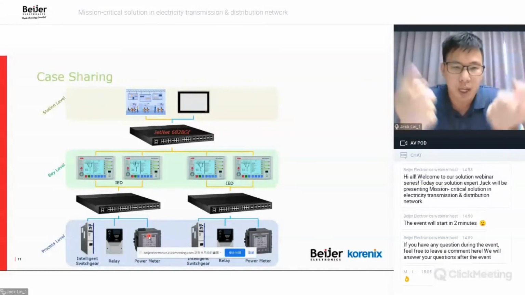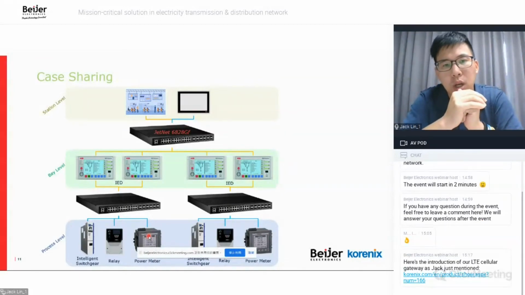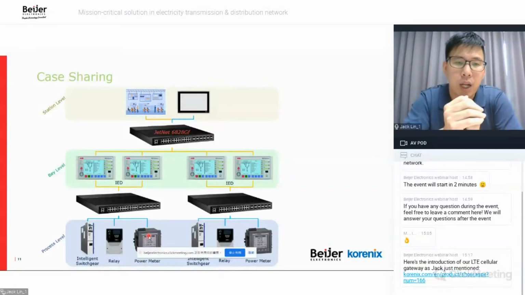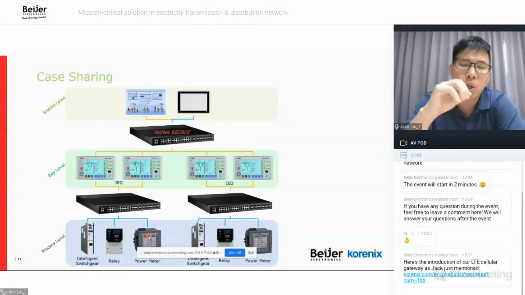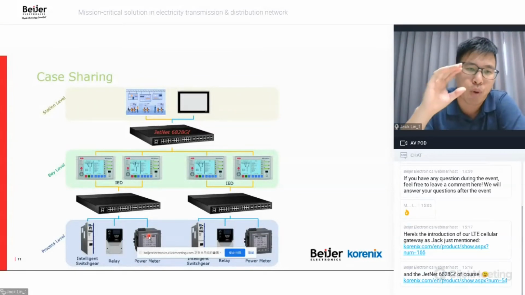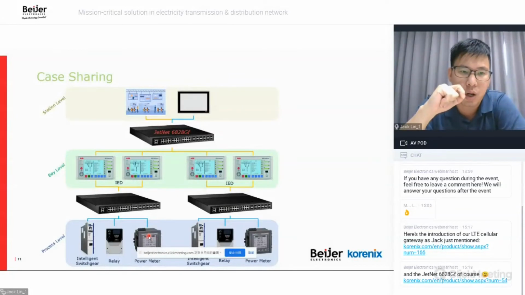To connect them into a secure network, our system integrator uses the JetNet 6828GF of the Korenix portfolio, which is able to provide a secure network with redundancy design to fully protect this kind of mission critical application. Any application related to power and energy providing is critical and essential to countries and to consumers. So this kind of network has top priority for security and redundancy. Failure is not an option in this kind of infrastructure. So the switch is very important to provide a redundant, secure and reliable network for such an application.